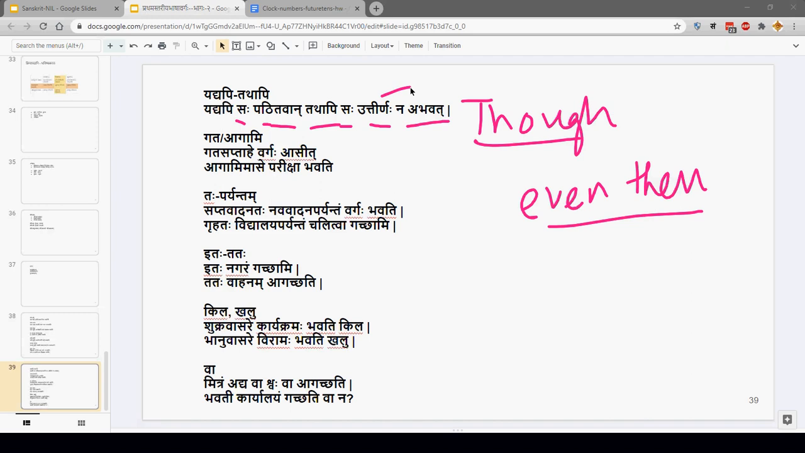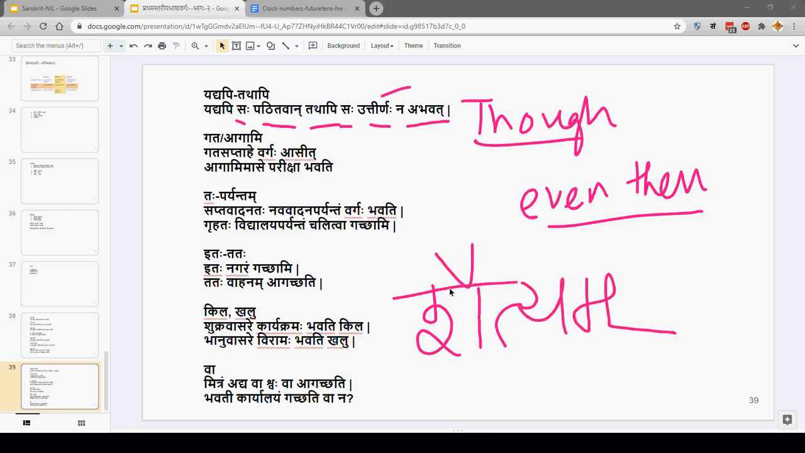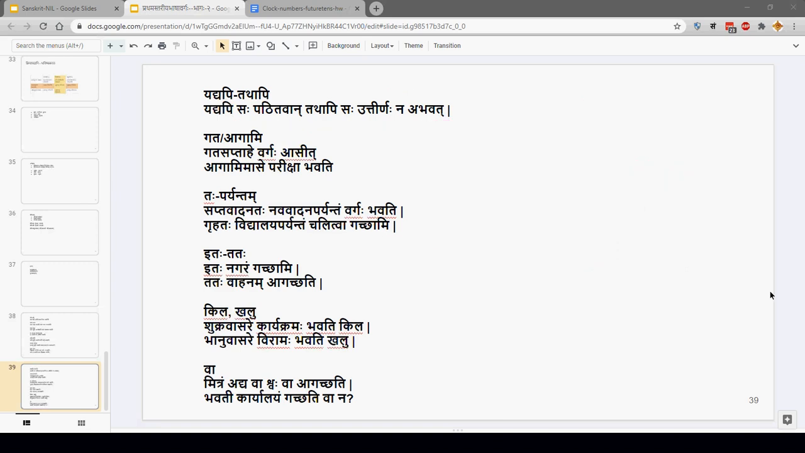Yadyapi, shaityam. Shaityam is coldness, cold. Yadyapi shaityam asti tathapi balakah kridati. Even though it is cold, even then the boy plays. Yadyapi shaityam asti tathapi balakah kridati. Any question on this? Yadyapi tathapi? We are good.